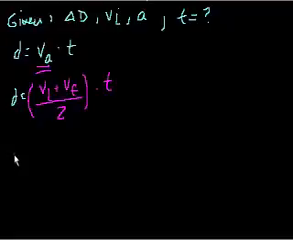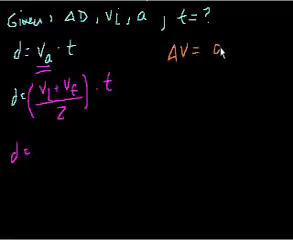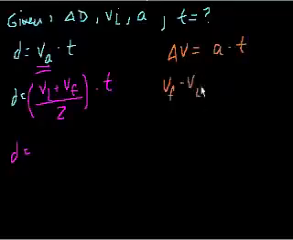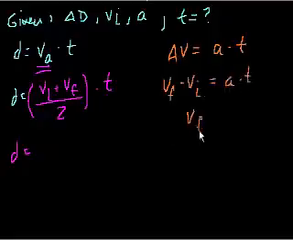So, I switched colors kind of arbitrarily, but distance is equal to, well, let me take a little side here, because what do we know about final velocity? We know that the change in velocity is equal to acceleration times time, right? Assuming that time starts at t equals 0. And the change in velocity is the same thing as vf minus vi is equal to acceleration times time.